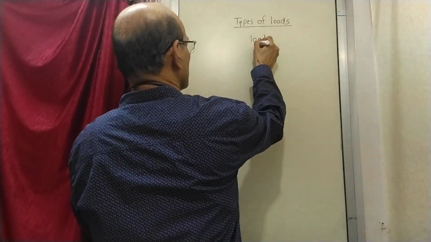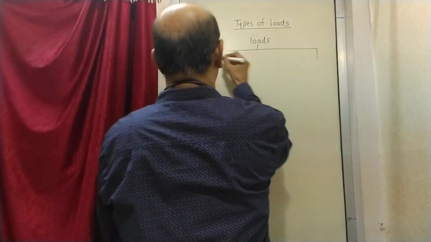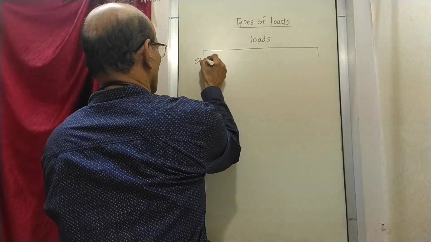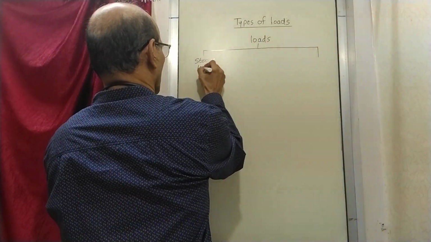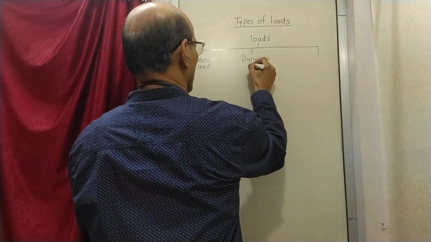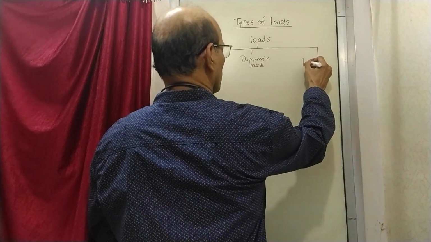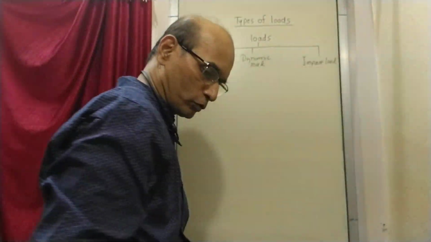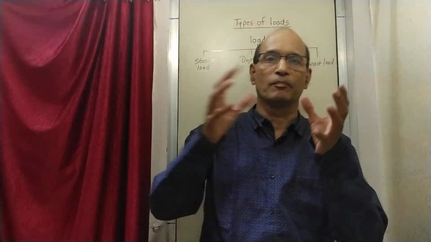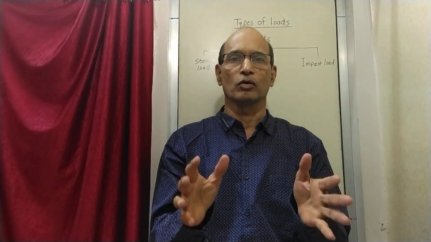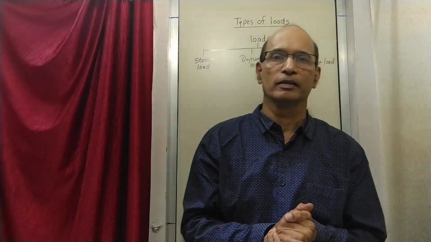So the types of loads, you can see it starts like this. Static load, then there is dynamic load, and then there is the impact load. So the basic three types are: static load means something which is stationary all the time. Say for example, there is a table on the floor, so the weight of the table on the floor is going to be constant all the time. So that is something called a static load.